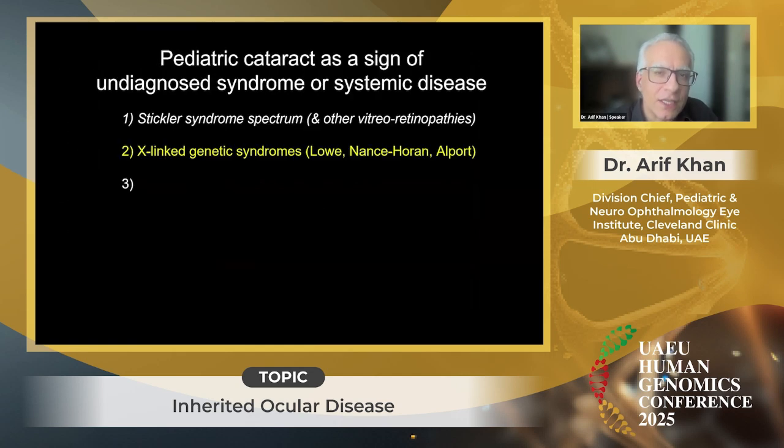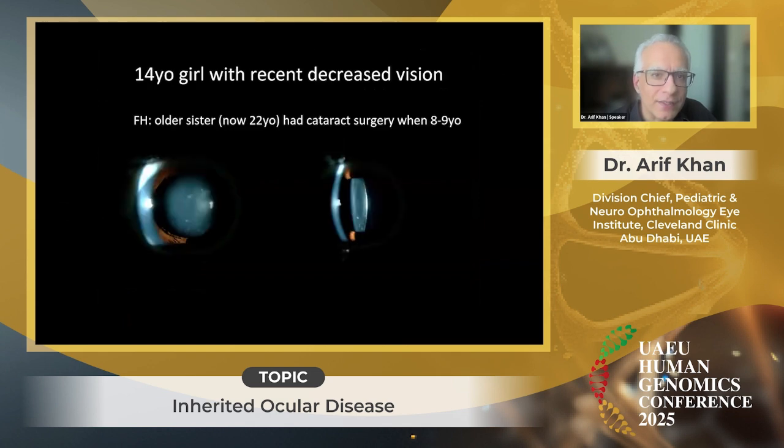The final scenario I'd like to share with you is represented by this child. She's a 14-year-old with recent decreased vision. Her older sister also had cataracts and had cataract surgery. Now, the lens opacities in this child are different. You see these flecks in the lens?